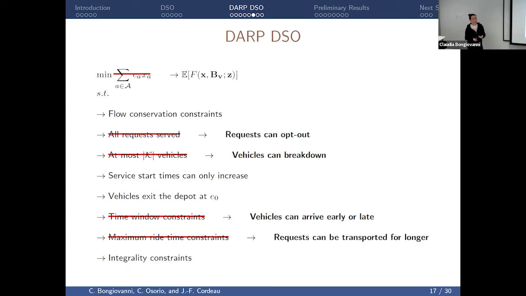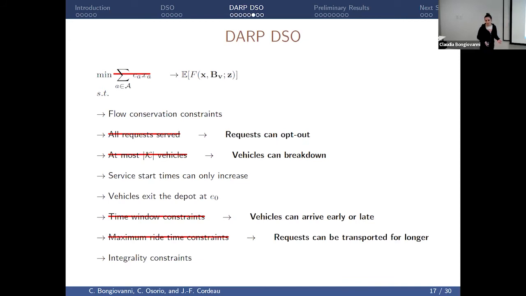And then we have the uncertain events that can appear. Of course, requests can opt out. Suppose that someone decides that they don't want service anymore; well, they can obviously opt out. But it can also happen that, because we have delays on the arcs, because the arc length can increase or decrease, vehicles can be late. And so customers don't want to be served anymore if there is too much delay.